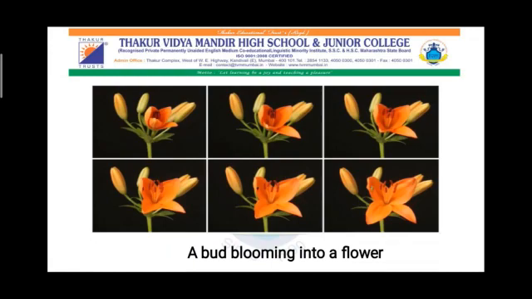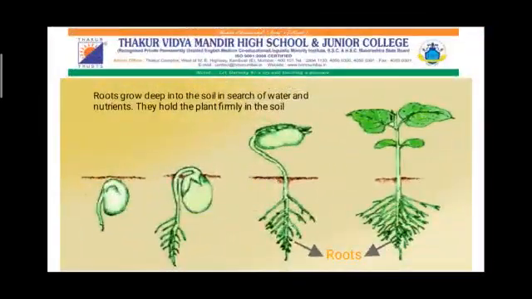Well, you must be thinking that plants don't move. Then how come they are living things? Well, of course, plants don't move like animals. This is because their roots hold them down firmly in one place under the soil. This is a big difference between plants and animals.